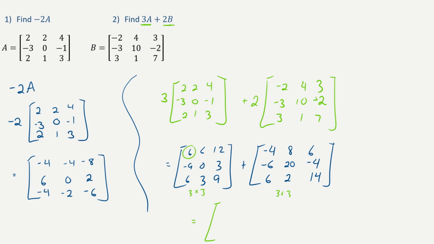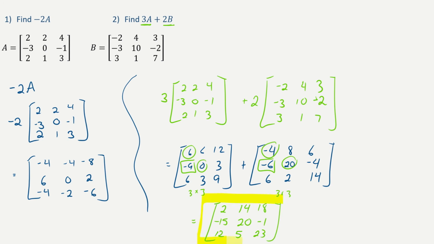So we add terms in the same entry. 6 plus negative 4 is 2, 6 plus 8 is 14, 12 plus 6 is 18, and so on. We'll keep adding these. Negative 15, 0 and 20, 3 plus negative 4. On to the last row, 6 plus 6 is 12, 3 plus 2 is 5, and 9 plus 14 is 23. And here's our final one.